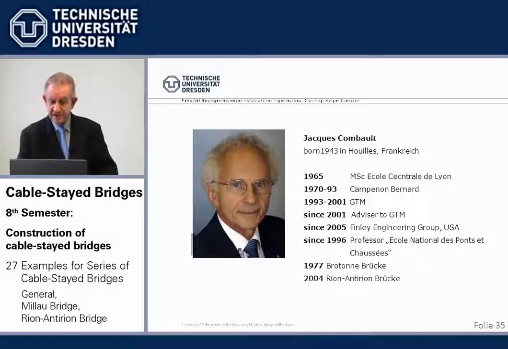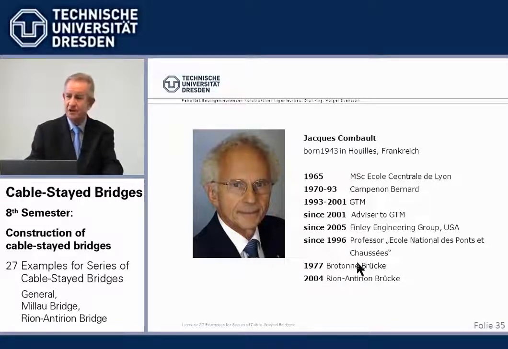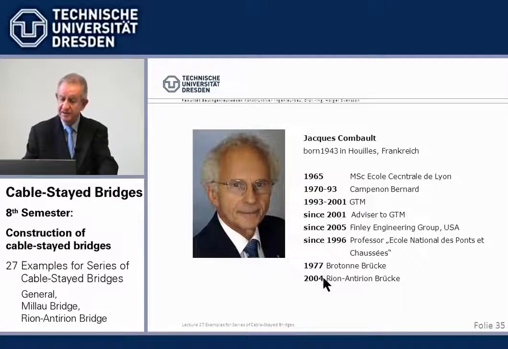Here was another Frenchman, Jacques Combeau, friend of mine, well, like Michel Virlogeux, also professor at the École Nationale des Ponts et Chaussées, and he was very much involved together with Jean Muller for the Brotonne Bridge. We have met him there. You may recall the Brotonne Bridge in the development of concrete bridges, 320 meters, 1977, I think it was done. And besides all sorts of other things, he was in charge of the Rion Antirion Bridge.